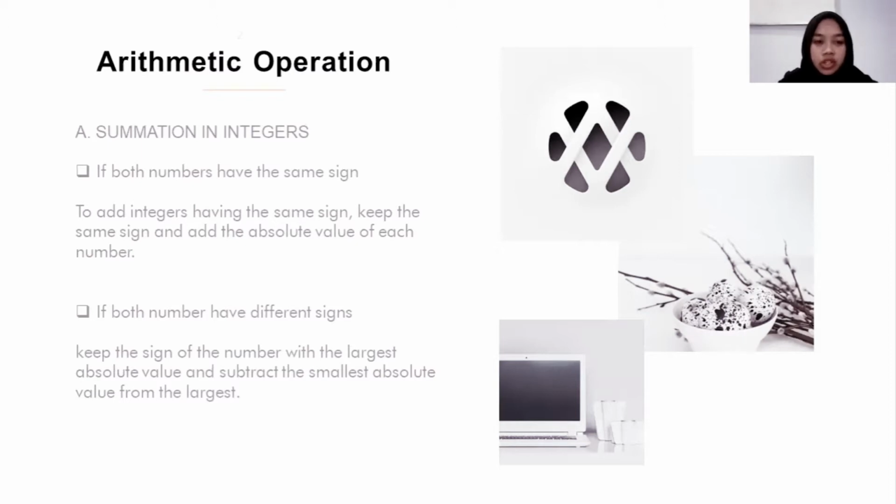For arithmetic operation, for the first we have summation in integers. Summation in integers: if both numbers have the same sign, to add integers having the same sign, keep the same sign and add the absolute value of each number. And if both numbers have different signs, keep the sign of the number with the larger absolute value and subtract the smaller absolute value from the larger.